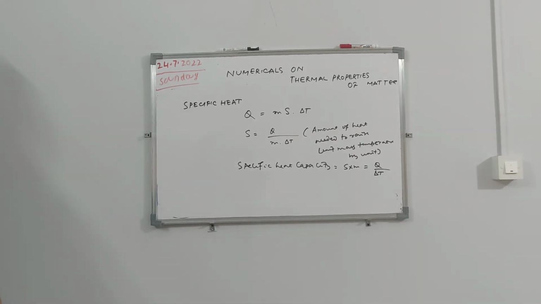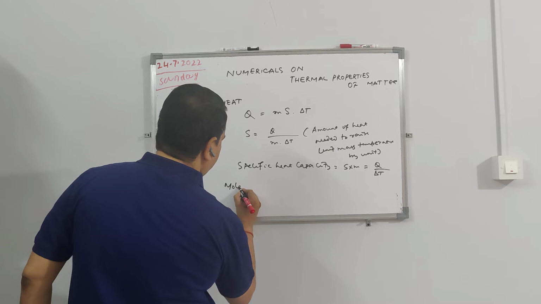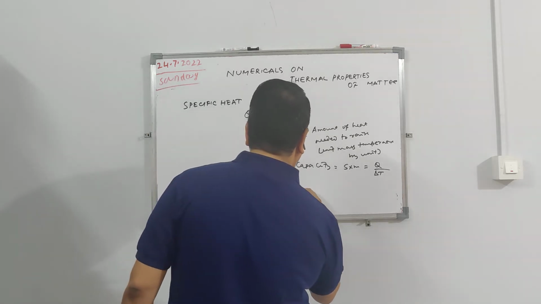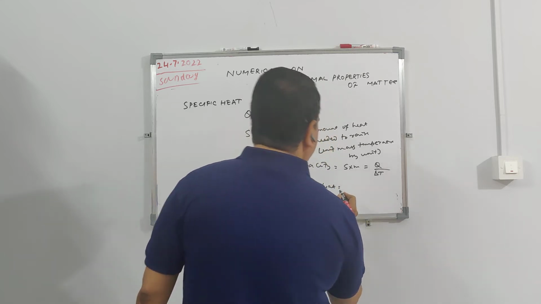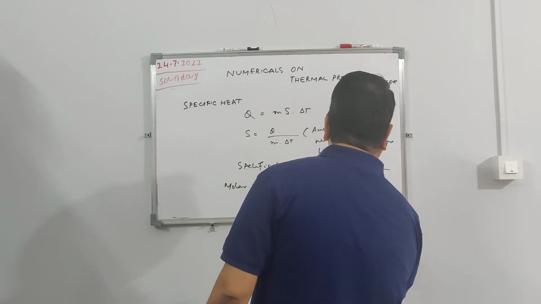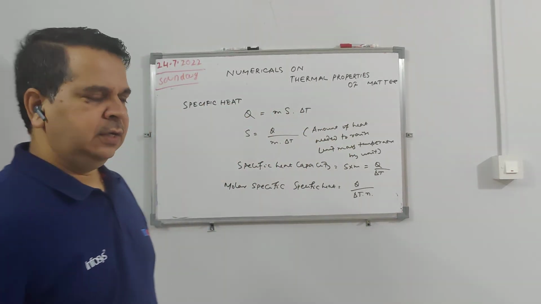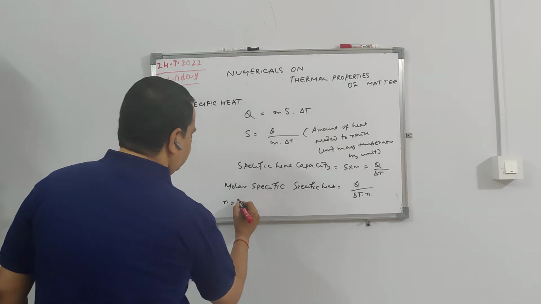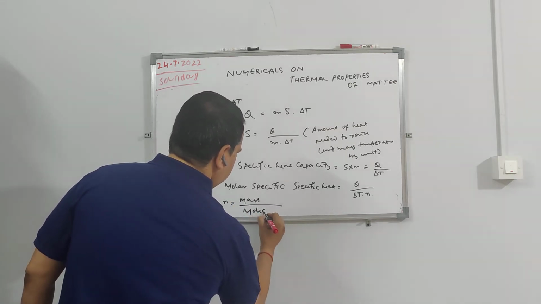And there is something called the molar specific heat. Molar specific heat means the number of moles will be there in the denominator: Q by N delta T. So it is Q by delta T divided by the number of moles, let us say N. How do you find the number of moles? The number of moles is equal to mass divided by molecular mass.